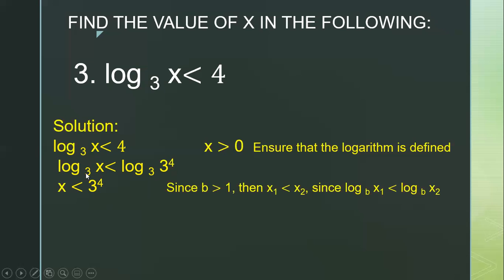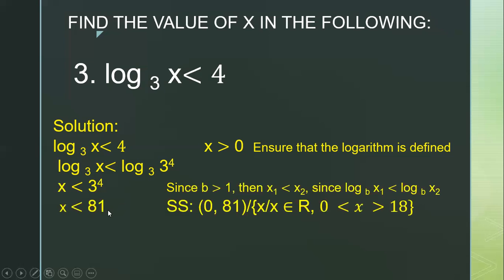And as you can see, your b, which is the 3 here, is greater than 1. Therefore, we can really check that the logarithm on the left side is less than the logarithm on the right side. Okay? Therefore, x is less than 81.